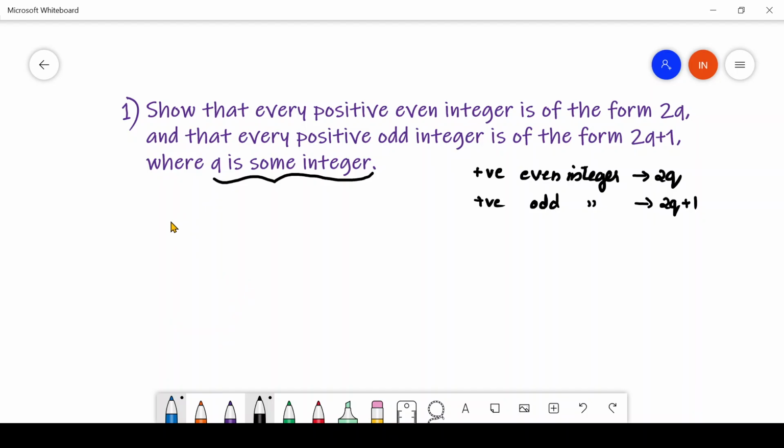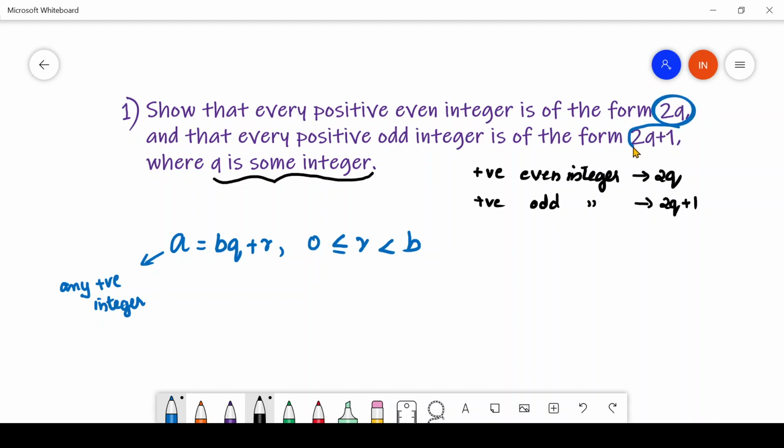Now let me ask you, what is Euclid's division lemma? Yes, that is A is equal to BQ plus R, where 0 less than or equal to R less than B. So here we are taking A as any positive integer. Can you tell me what is the value of B here? You can see here 2q plus 1. So B value is 2.